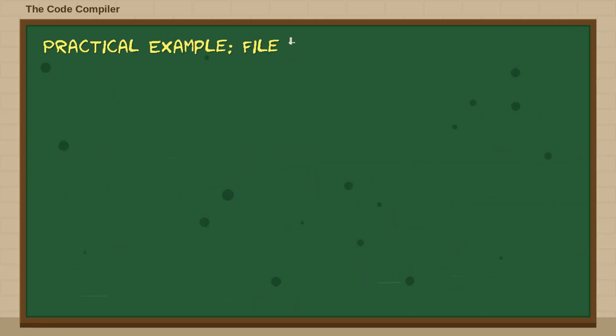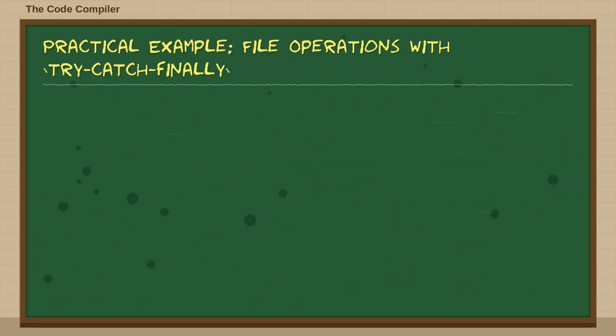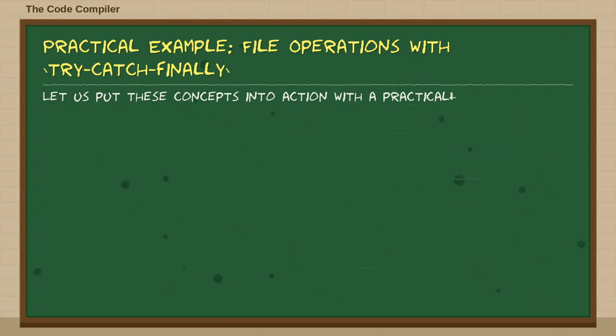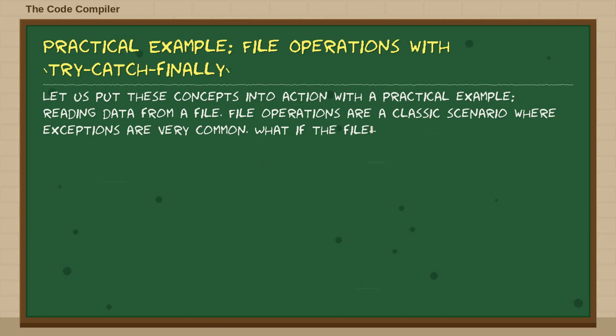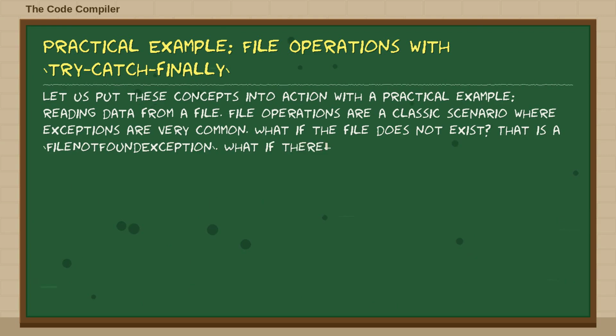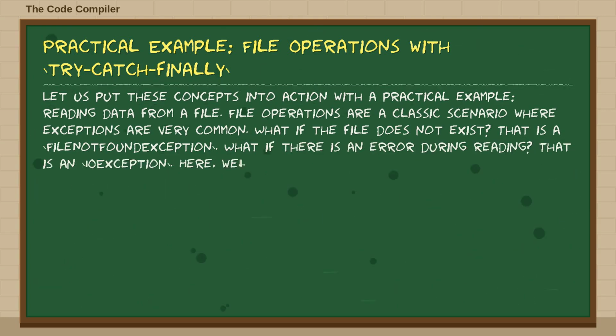Let us put these concepts into action with a practical example, reading data from a file. File operations are a classic scenario where exceptions are very common. What if the file does not exist? That is a FileNotFoundException. What if there is an error during reading? That is an IOException.